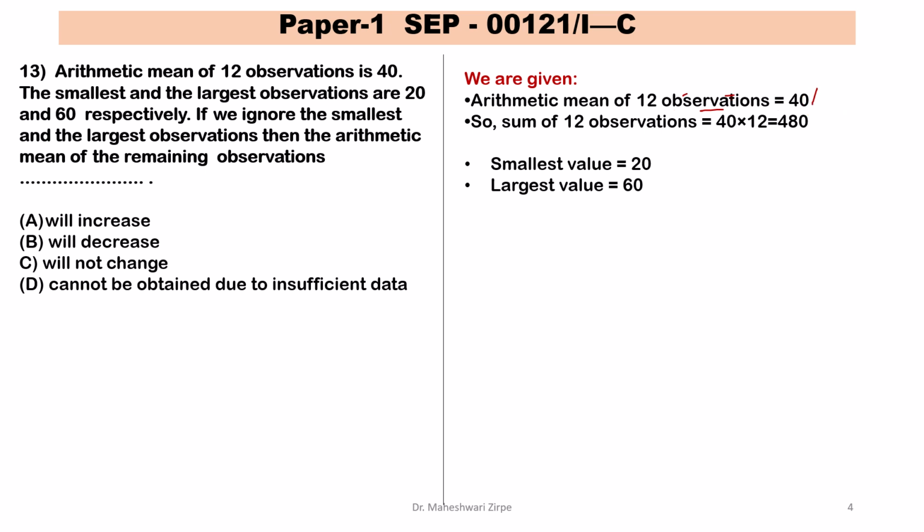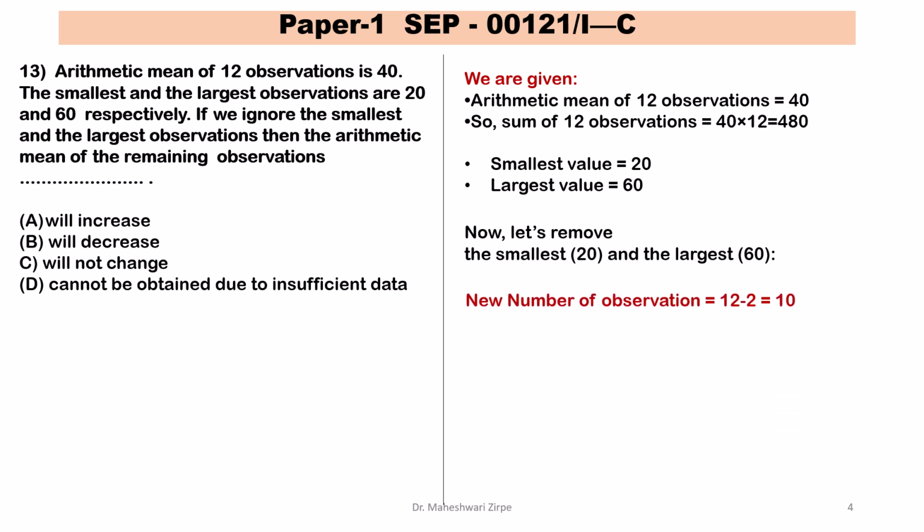Yes, so what we have written: the arithmetic mean of 12 observations is 40. They have given that it is 40, and the sum will be how much then? The sum will be nothing but 40 into 12. So 40 into 12 is 480. 480 will be the sum of all 12 observations. And the smallest number is 20 and the largest is 60. Then they have asked us to ignore, to remove these. Ignore means we will remove those 20 and 60 from the total sum.